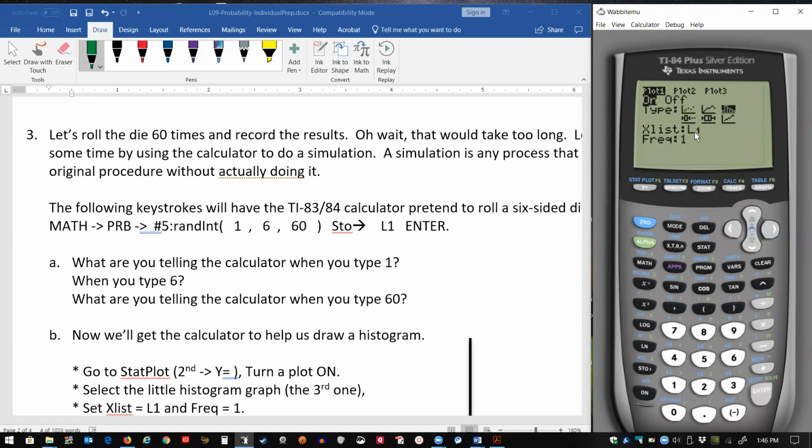Make sure it's pulling the data from the right list. I put all of my values in list 1. Again, leave the frequency alone. It's just going to stay 1. We're not going to change that. And now I want to graph this.